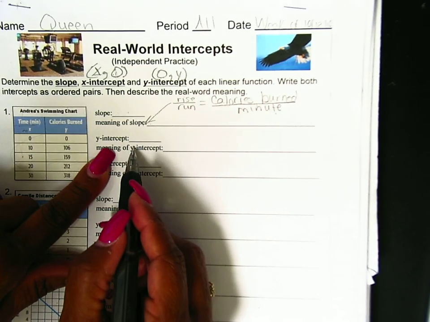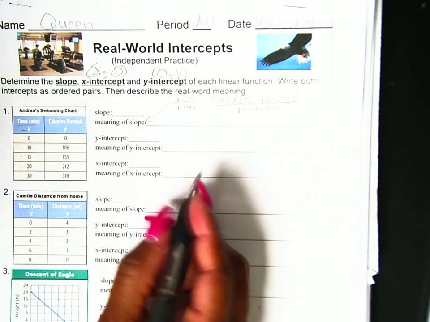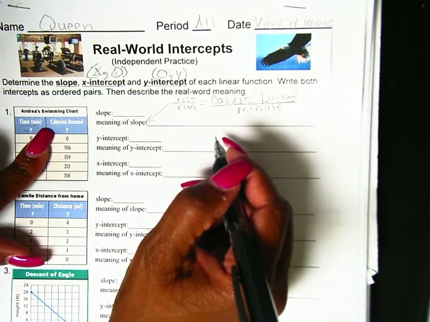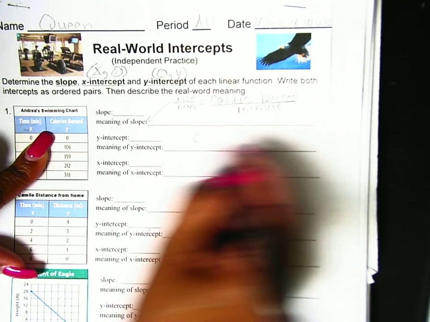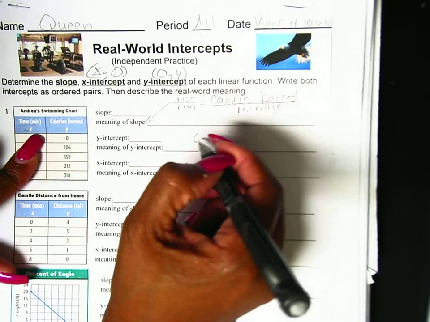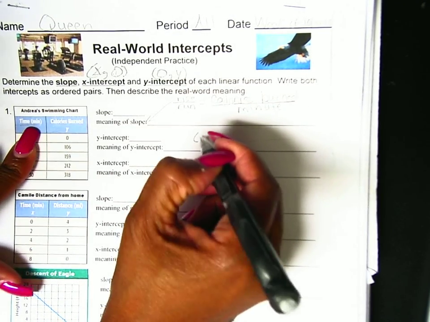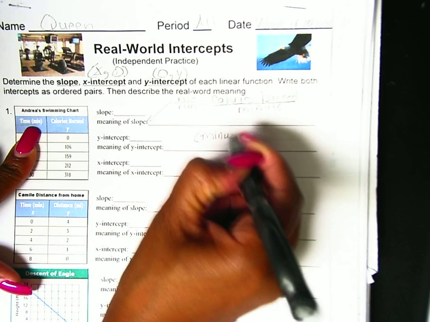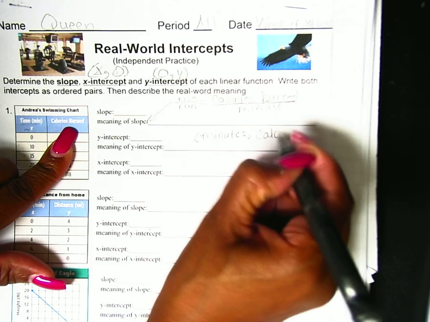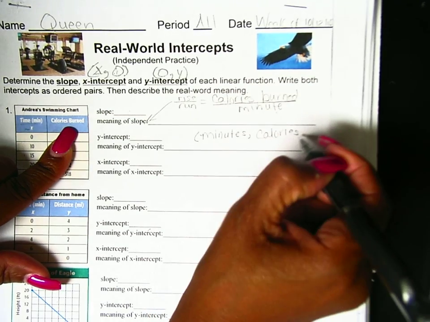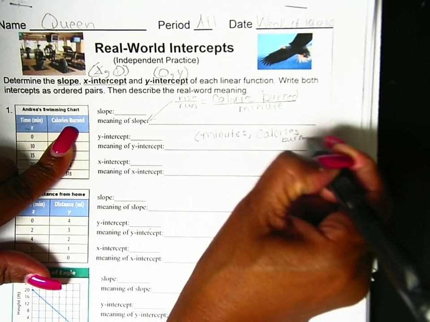Your y-intercept, what is the meaning of it? Think about what this represents here. Think about what these ordered pairs represent, and I'm writing it here because you're going to have to write that part in. For the x, it's minutes. That's your minutes. And for your y, it's the calories burned.